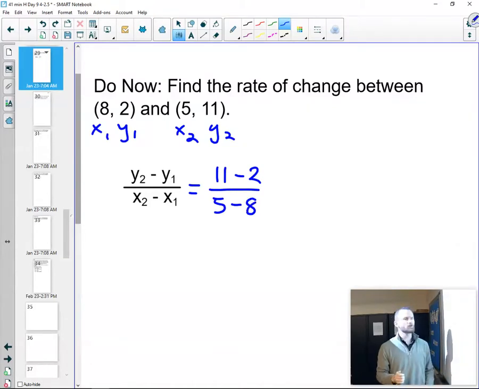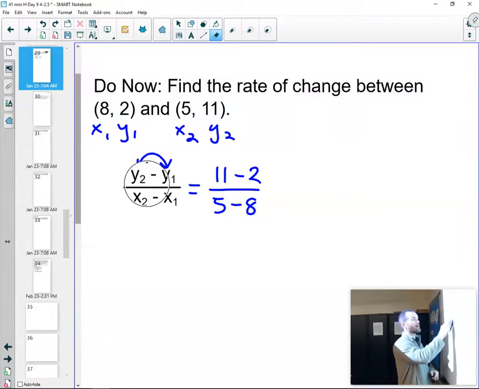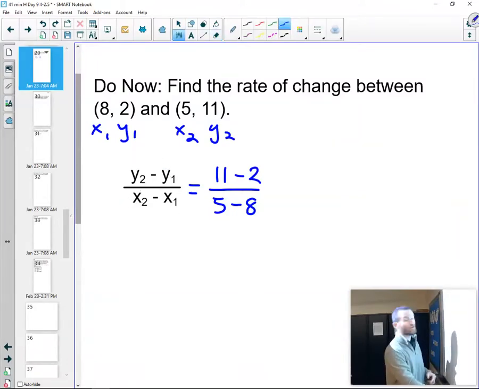Now keep in mind, when you use this formula, you can do y1 minus y2, but if you're going to do that, you better switch the x's as well. Most textbooks write this as y2 minus y1 over x2 minus x1, so that's the way I'm going to write it. But you can switch the order as long as you do it in the numerator and the denominator. So just keep that in mind as we go forward.